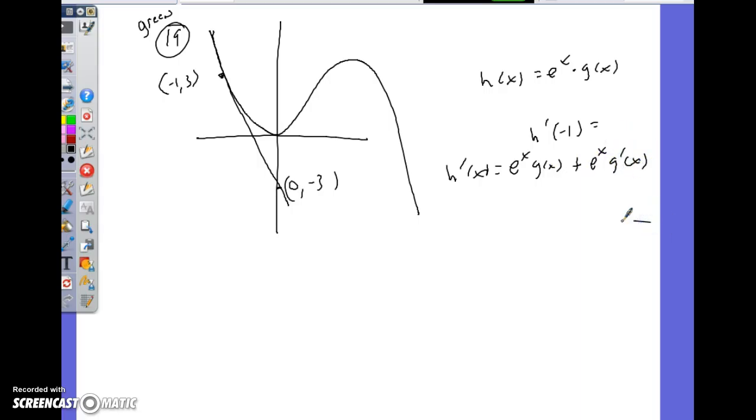Agreed? All right. So h prime at -1 would be equal to e to the -1 times g at -1, plus e to the -1 times the derivative at -1. Okay, so what is g at -1? 3. This becomes 3 over e plus, what is the derivative at -1?